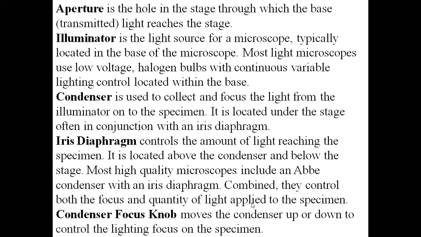That means whatever the amount of light is coming, that is to be controlled, and then the focus, where it has to go. Whatever the amount of light is coming, where it should go, whether it should be focused into one plane, one small area, or it should be given in a large area. Okay, so that thing is also controlled. Then you have your condenser focus knob: move the condenser up or down to control the lighting focus on the specimen.